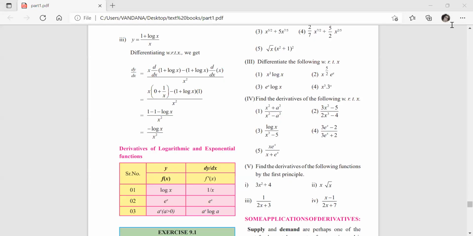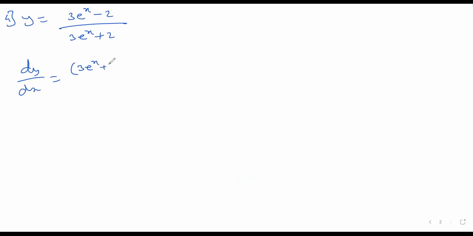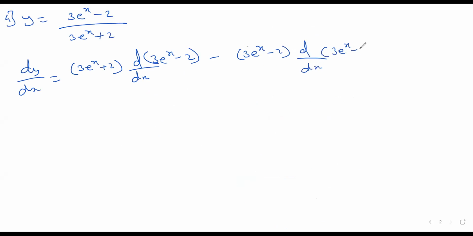3 raised to x minus 2 upon 3 raised to x plus 2. y is equal to this. The derivative of e raised to x is e raised to x itself. dy by dx is 3 raised to x plus 2 into d/dx of 3 raised to x minus 2, minus 3 raised to x minus 2 into d/dx of 3 raised to x plus 2, whole thing upon 3 raised to x plus 2 bracket square.